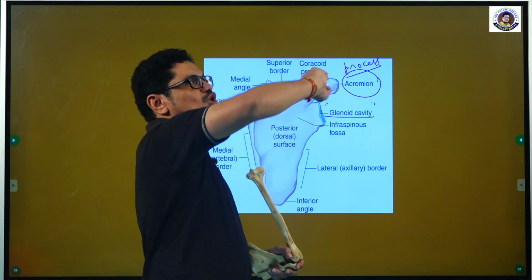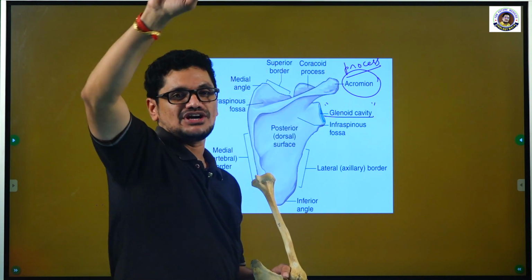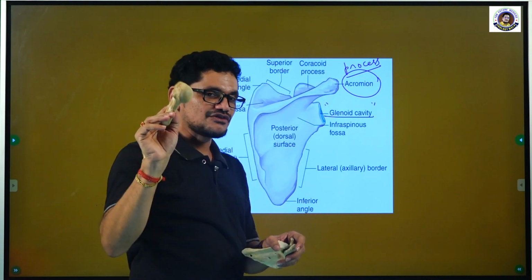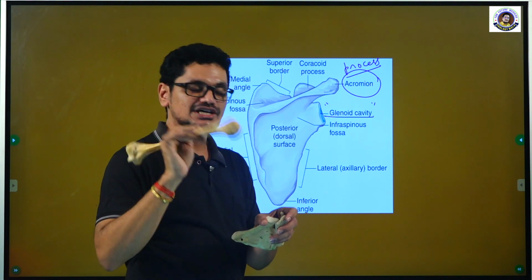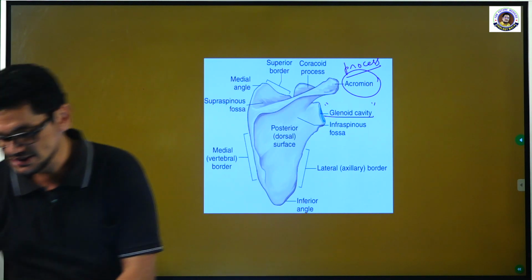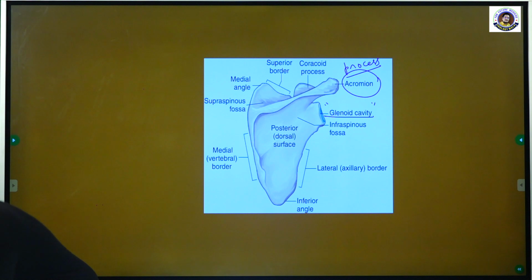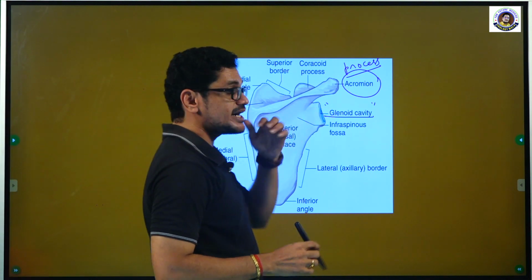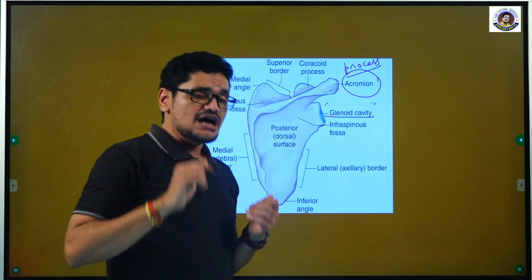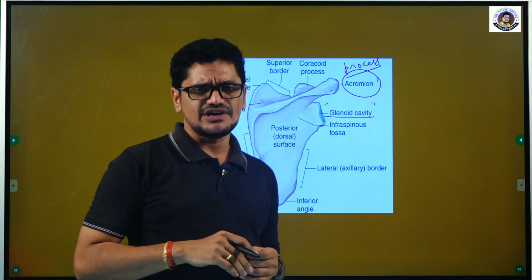We are able to do so many tasks with our hands because of one reason: this comfortable movement called the ball and socket joint. Anyhow, you have to remember the glenoid cavity. From the examination point of view, so many questions are awaiting you.